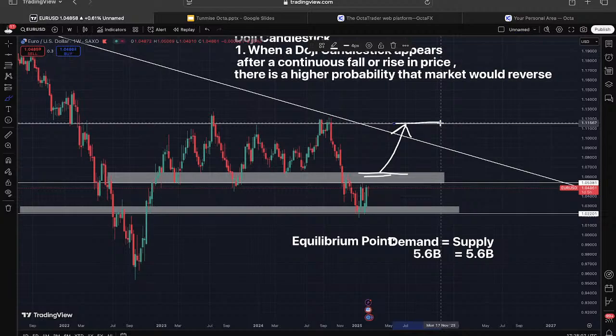So our confirmation would be price closing above this support zone. Once price closes above this support zone, then we can fire on a buy direction.